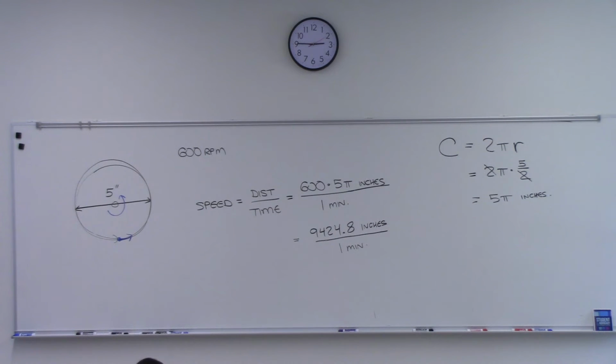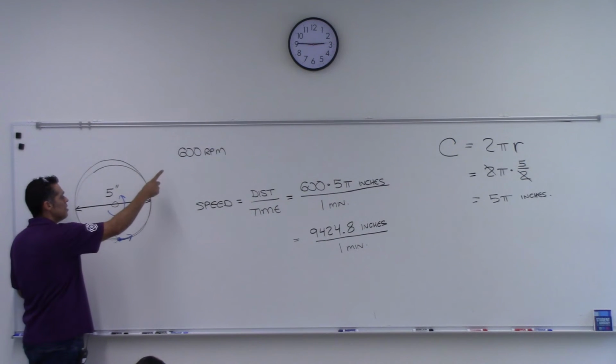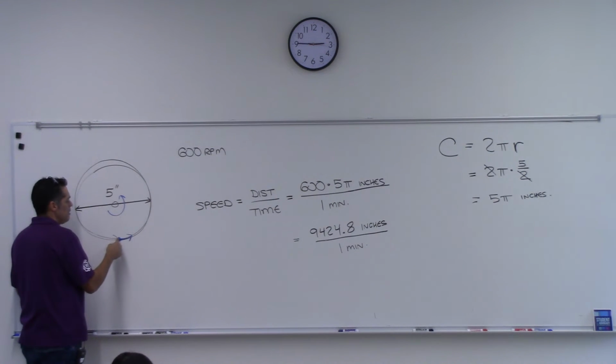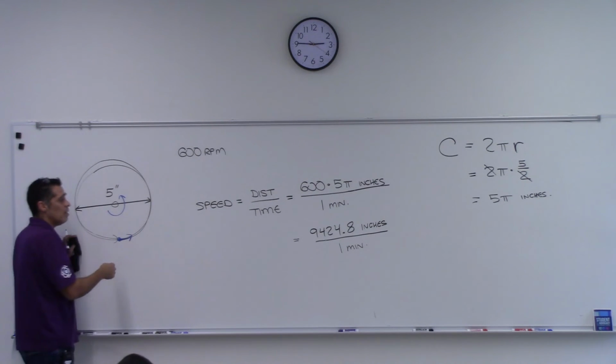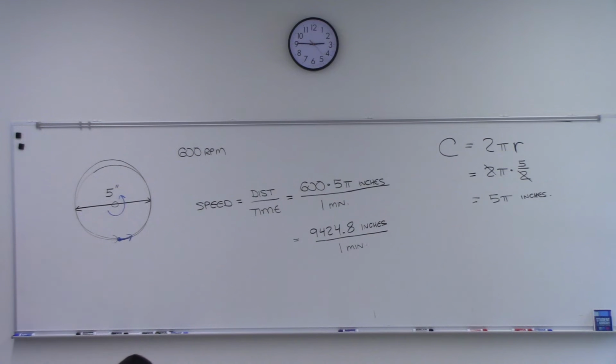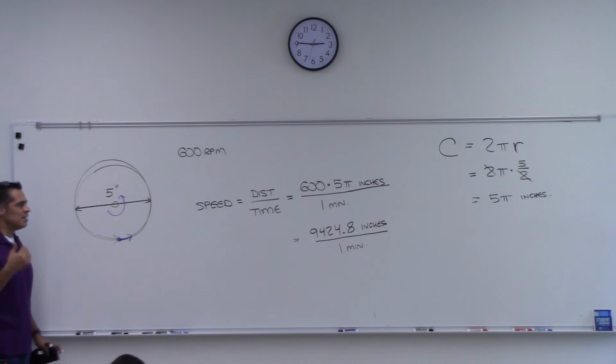Okay, so a CD that has a diameter of 5 inches, spinning at 600 RPM, the point on the edge of the circle is traveling at a speed of 9,424.8 inches every minute. Right? Is that fast? I don't know. We understand miles per hour more than anything else, right? Because we can relate to it when we're driving a car. 60 miles an hour, right?